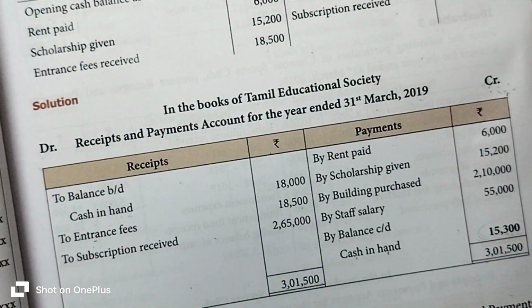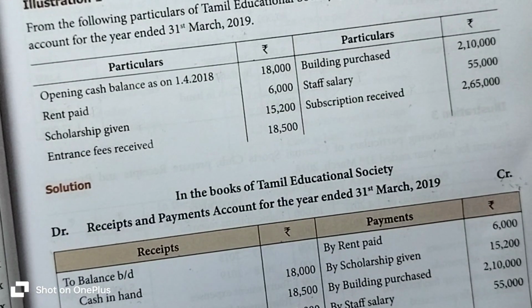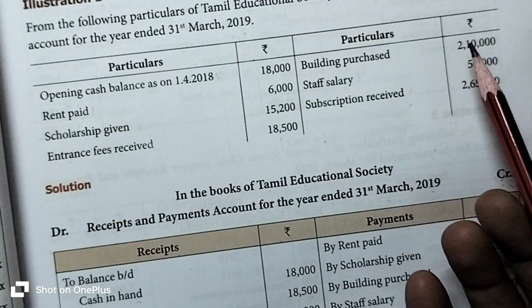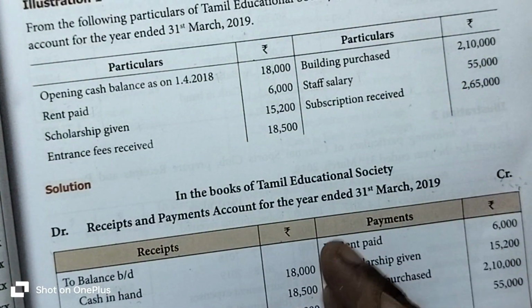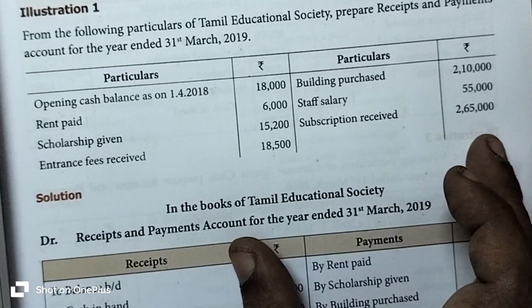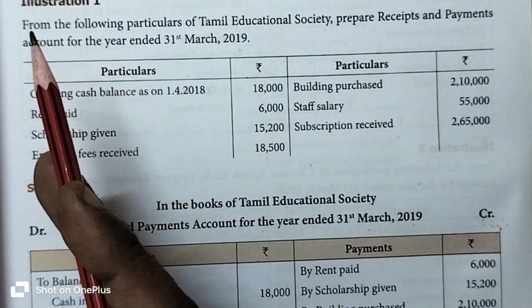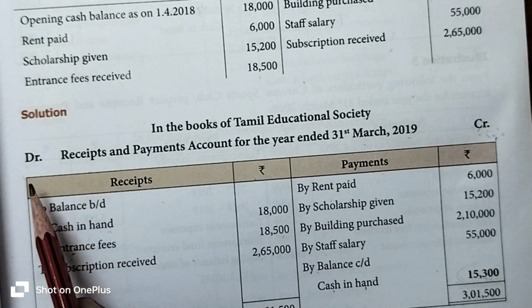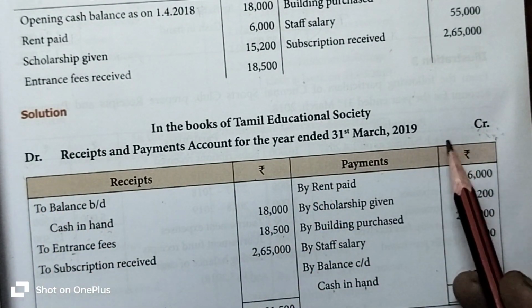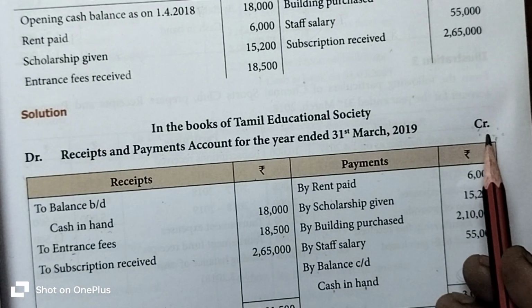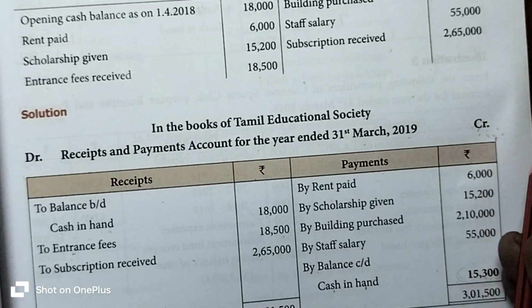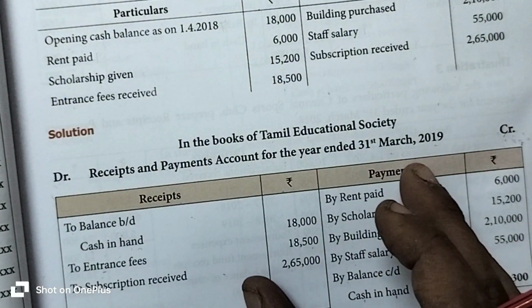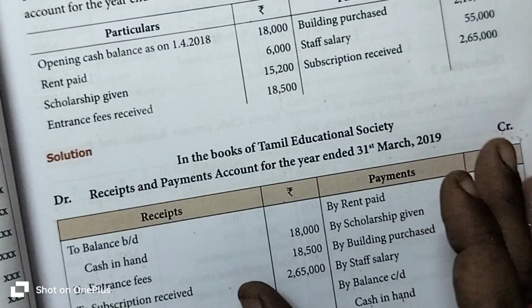So let's first identify which items go to the receipt side and which appear on the payment side. We already studied this in 11th standard, just recall it. All the income, which means cash receipts, we enter on the debit side, and all the cash payments will appear on the credit side. So this is the simple format.